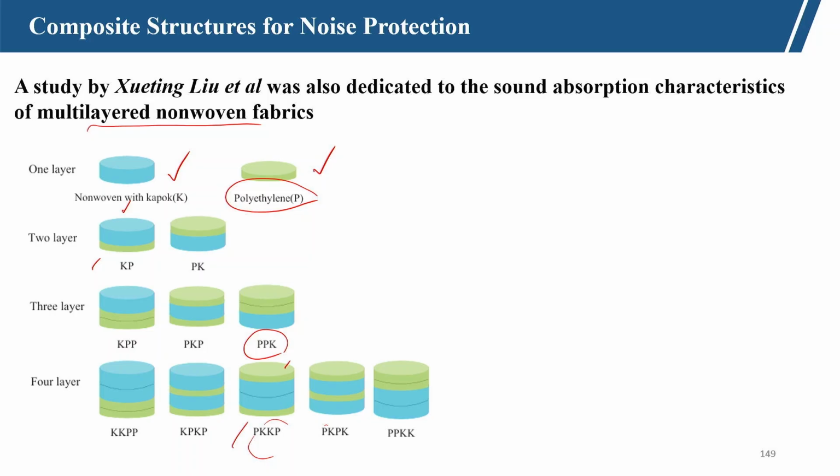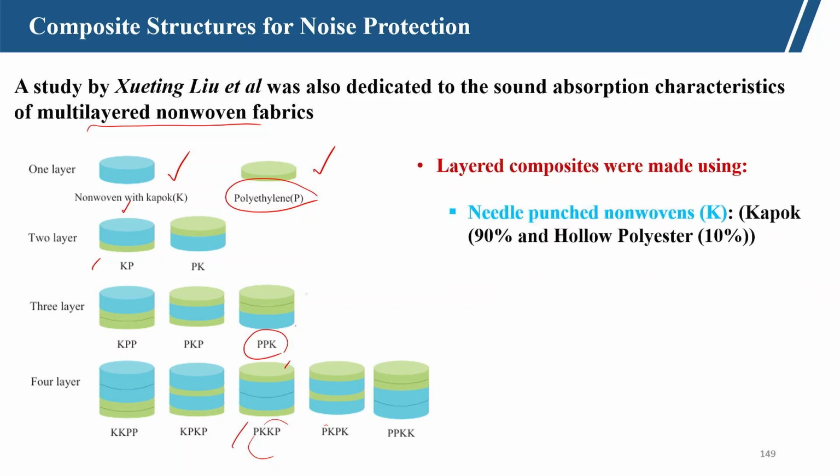and in 3 layer configuration we have seen the single layer of nanoven and 2 layers of polyethylene are used. So, in this way the different layers, 1 layer, 2 layer, 3 layer, 4 layer configurations were studied with a different coding system. So, needle punch nanoven K, which is made of 90% kapok and 10% hollow polyester, and polyethylene film of varying thickness was studied.